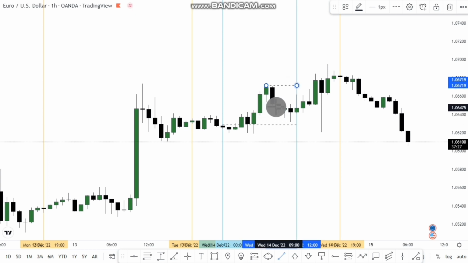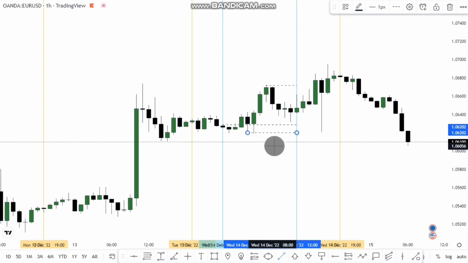So now I know where the 7 is. I will then mark the low before 7 and the high before 7, as you can see. Then rule number 3 is if price breaks to the upside or to the downside before reaching our blue line, which is the 12 midday of New York, then we have a trade.